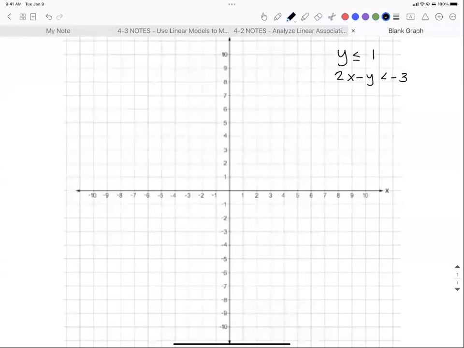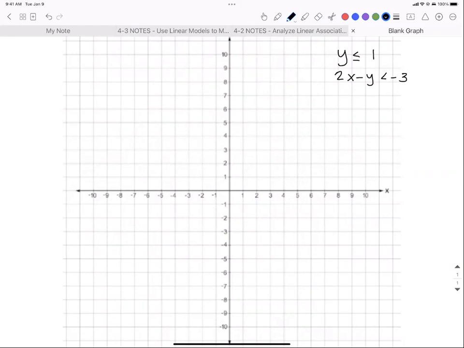All right, lesson 4-3, we are using linear models to make predictions. There's two ways to do this. You can either just look at the graph and make a prediction based on the graph. That's example 2 that we're going to get to in a minute. Or example 1 is when you can't use the graph to make a prediction because the predicted number is too far off of your graph.